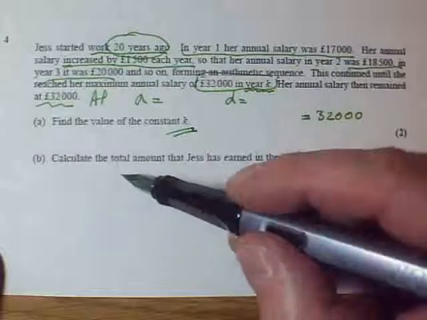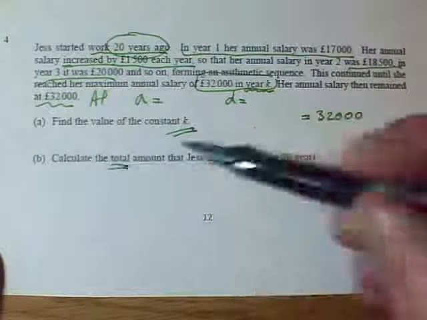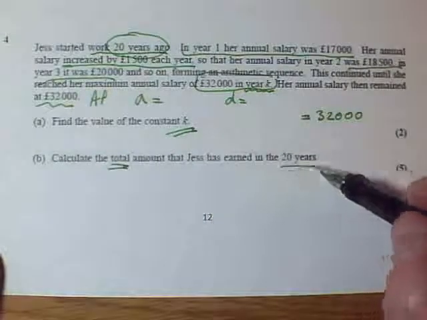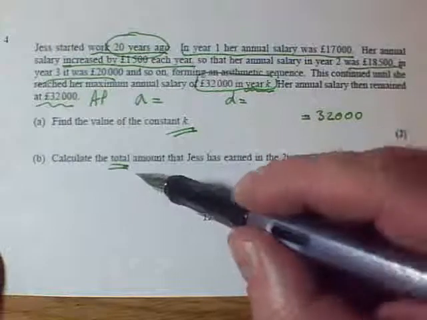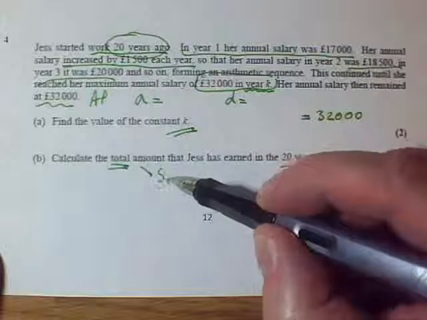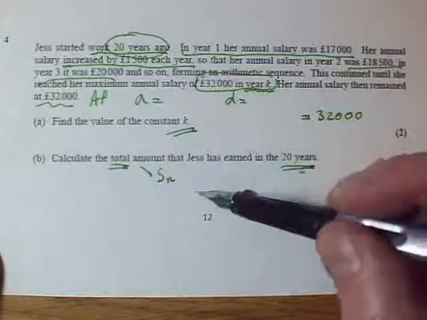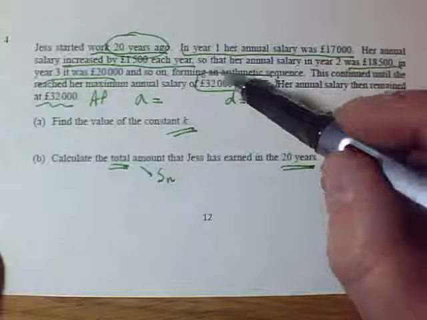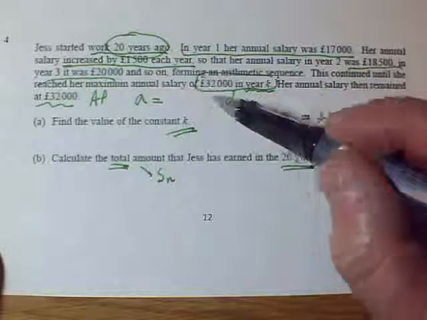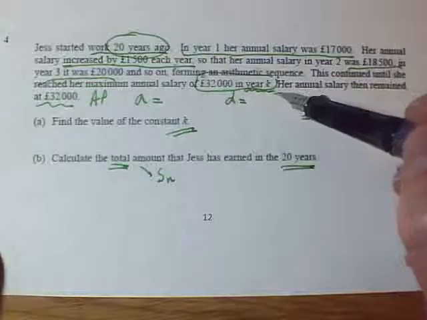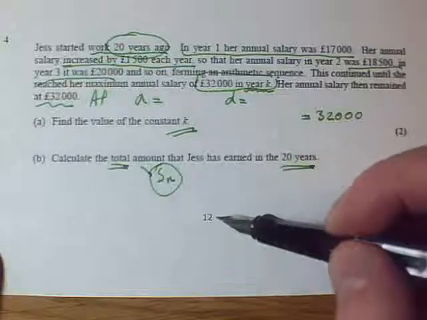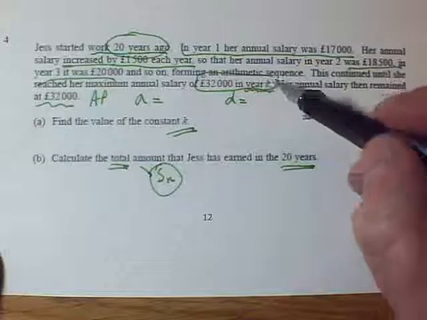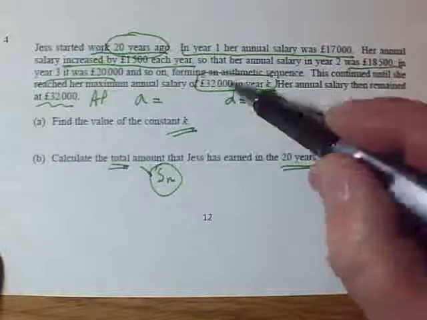Okay, and then we've got to find the total amount that Jess has earned over the full 20 years. Okay, so you've got to be careful. Total suggests, ooh, you're going to use SN. But that only works up to a point. It's only up until she earns this 32,000 that it's an AP. So you need to use the SN formula. That's fair enough. But use it. You now know how many years it took to reach this.